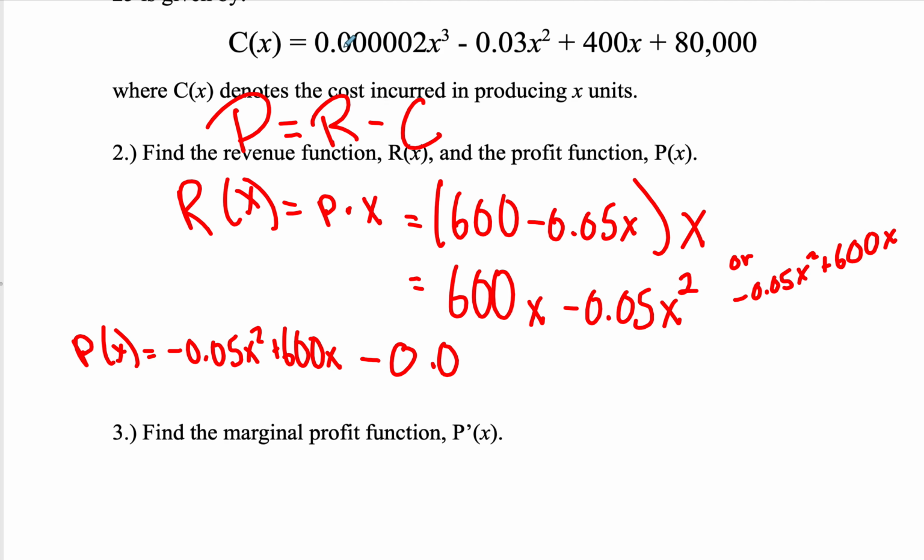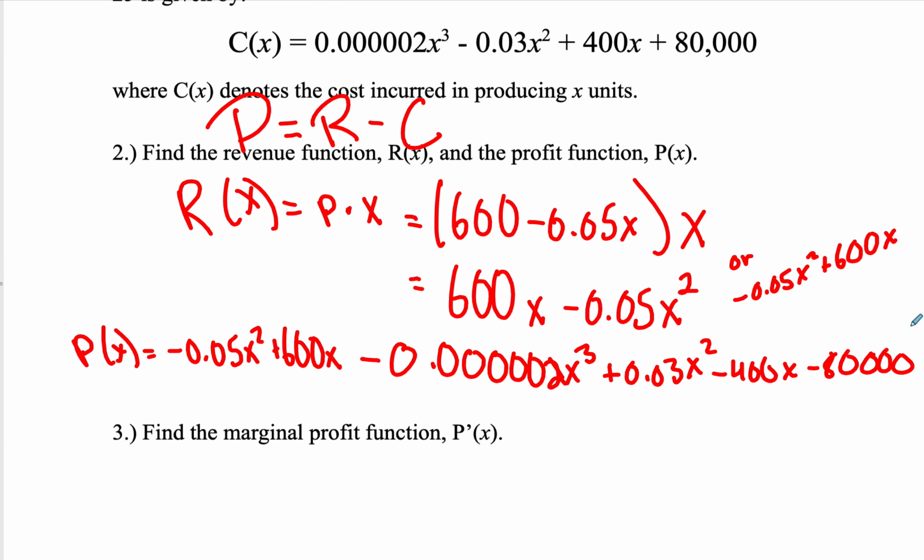units. So this is 1.2 x cubed... now, here I'm subtracting a negative, so plus 3/100 x squared minus 400x minus 80,000. Now remember the example we talked about in class.